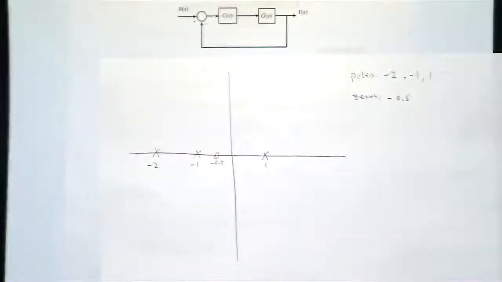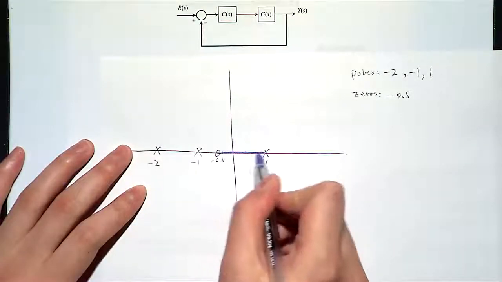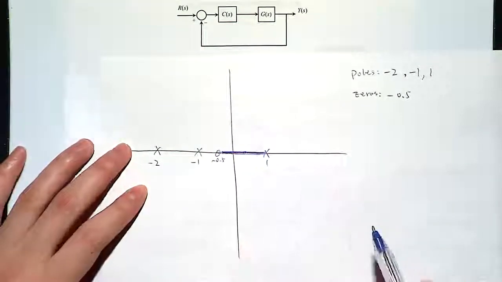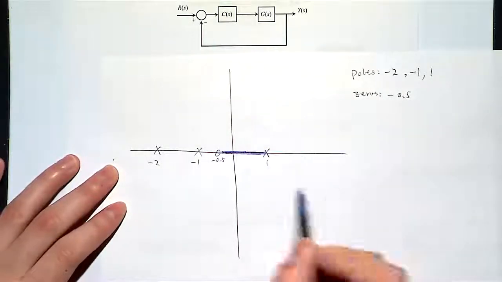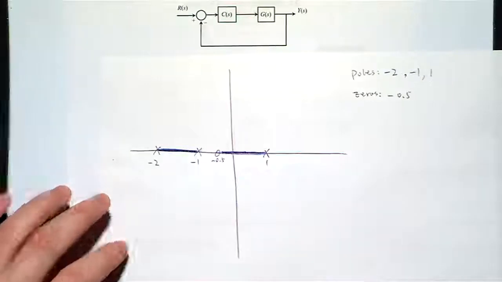How does your root locus look like? So you know that if you have an odd number of poles or zeros on your right hand side, that segment on the real axis belongs to the root locus, right? So you know that this bit is part of your root locus, right? You also know that this bit is part of your root locus, right?